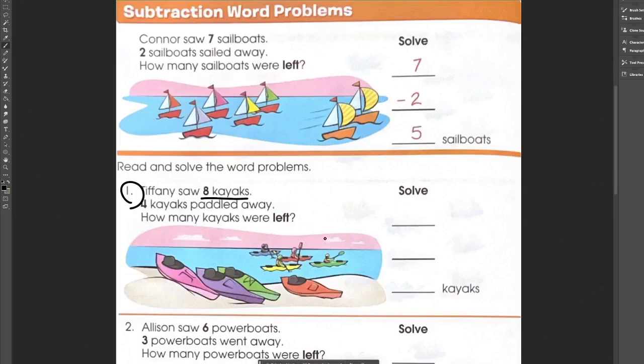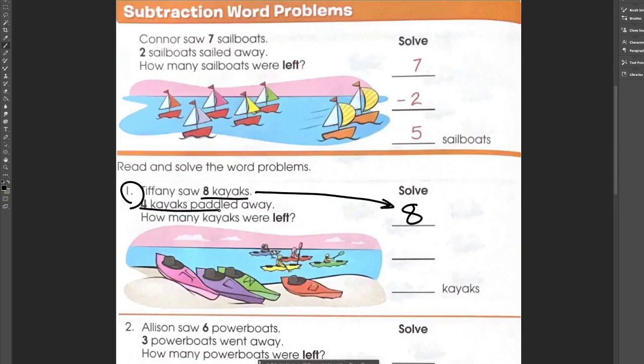Now, if we look at the example problem up here, we see that it's kind of a similar problem, right? Except we are seeing kayaks here instead of sailboats. Now it says Connor saw 7 sailboats, and we see this number 7 here. The reason why we put 7 up here is because it's the number that we are eventually going to be subtracting from. So 8 goes here.